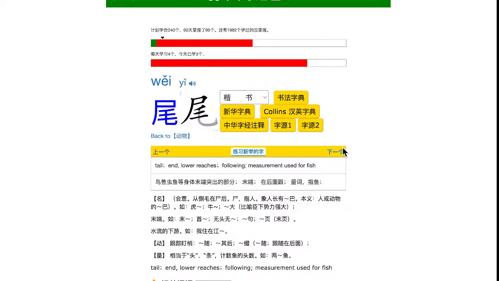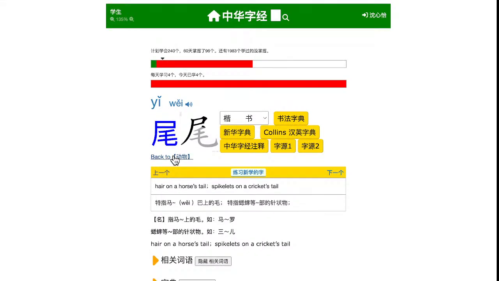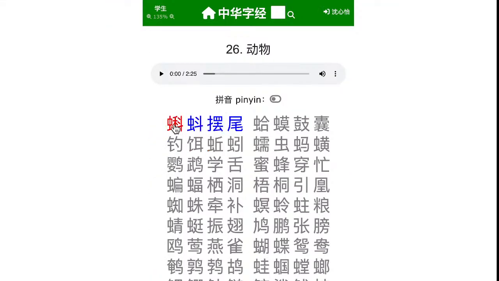All right, so this is 尾. 请练习今天新学的。 Okay, so 蝌蚪摆尾, 蝌蚪摆尾, that means the tadpole waving its tail.